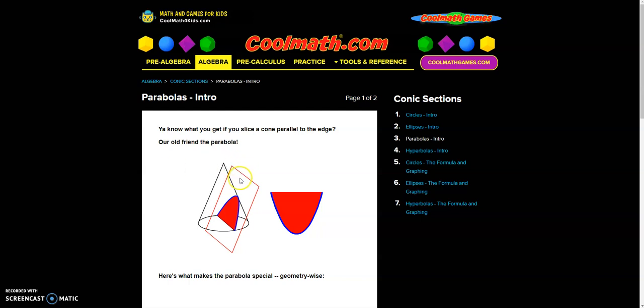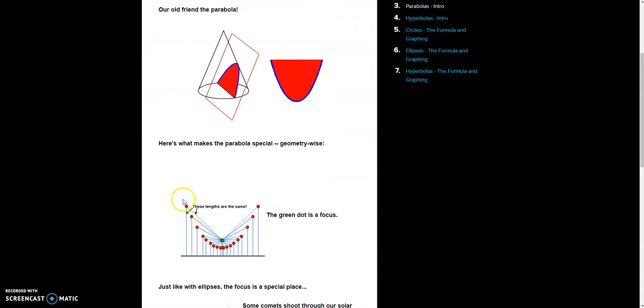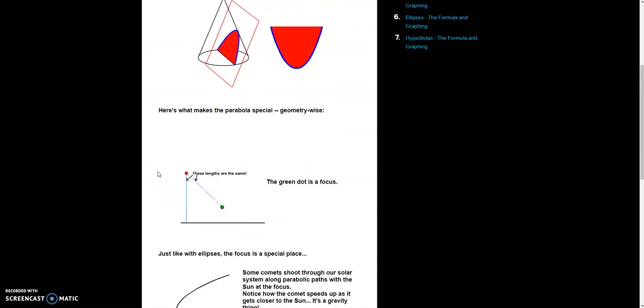So again, a parabola comes from a slice of a cone, and that slice is going to be at the same angle as the angle of the cone. And so we create a parabola. What's going to be different is we're going to be talking about two different pieces, called a directrix and a focal point. So this is the shape of the parabola, and this is the focal point.